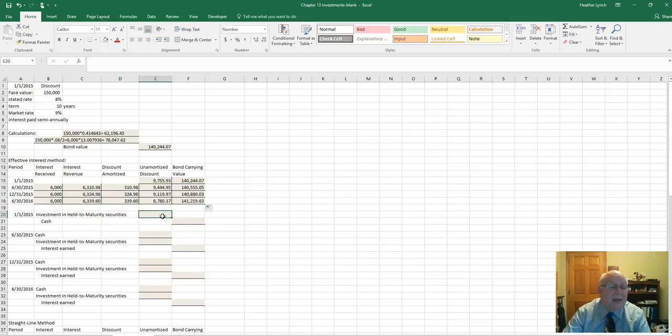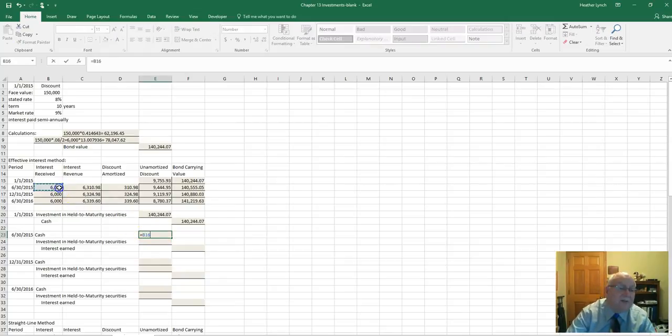Okay. This is your initial investment. So it's the 140,244.07. Okay, so you debit the investment in held to maturity securities and credit cash. And now 310.98 is your first amount, the interest that you received. Well, the cash you received is the 6,000. You want to increase the investment account by the amount you're amortizing.